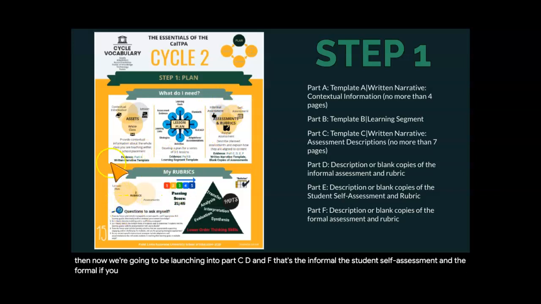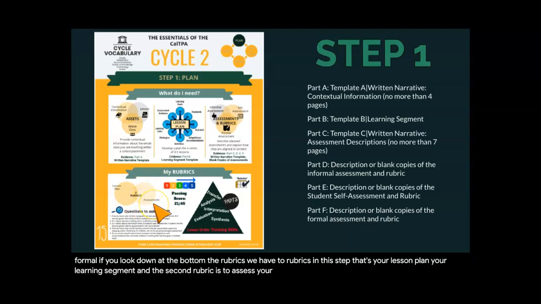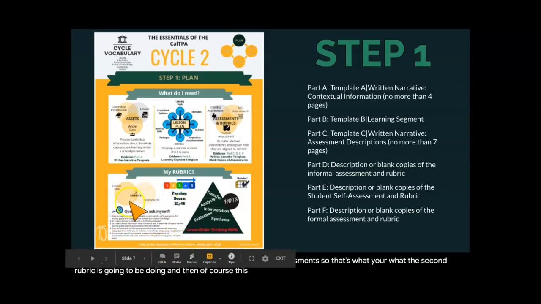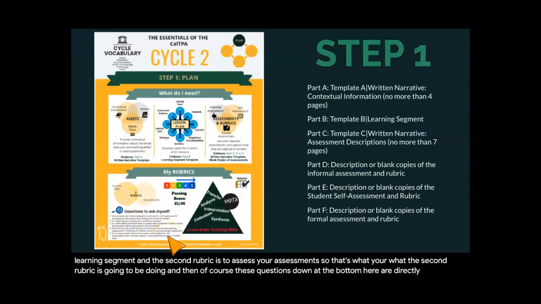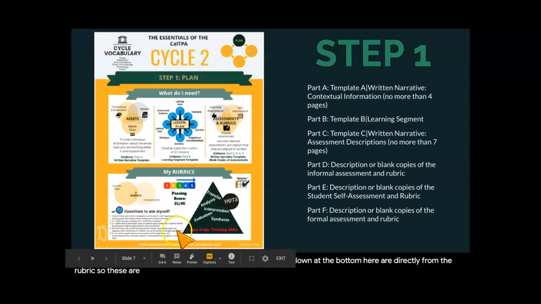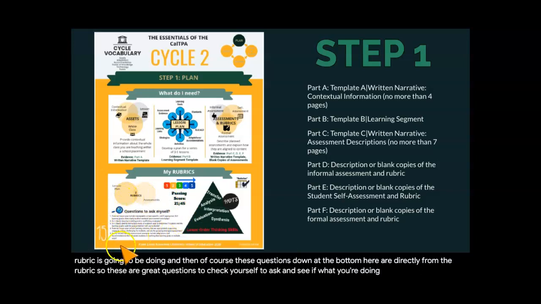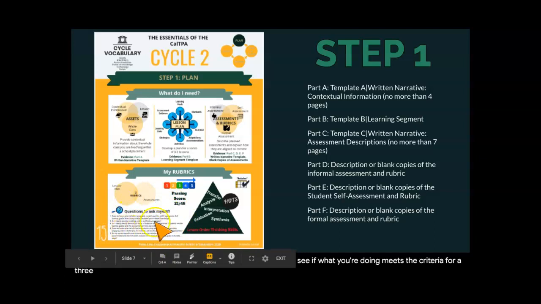If you look down at the bottom, the rubrics, we have 2 rubrics in this step. The first rubric is to assess your lesson plan, your learning segment. And the second rubric is to assess your assessments. So that's what the second rubric is going to be doing. And then, of course, these questions down at the bottom here are directly from the rubric. So these are great questions to check yourself and see if what you're doing meets the criteria for a 3, 4, or a 5.